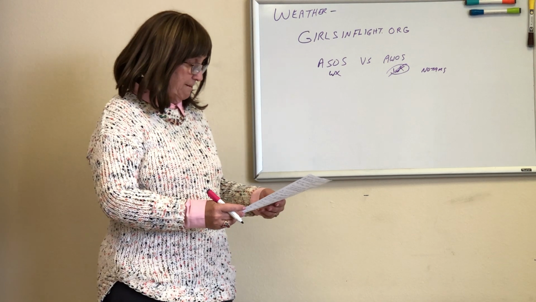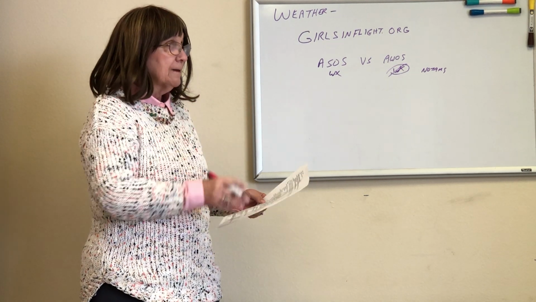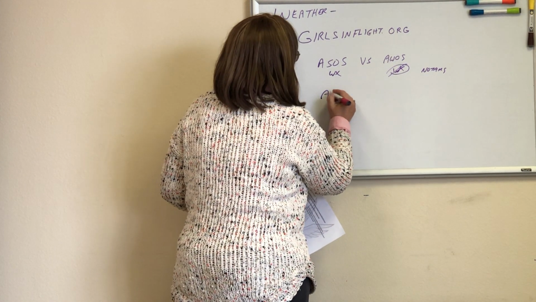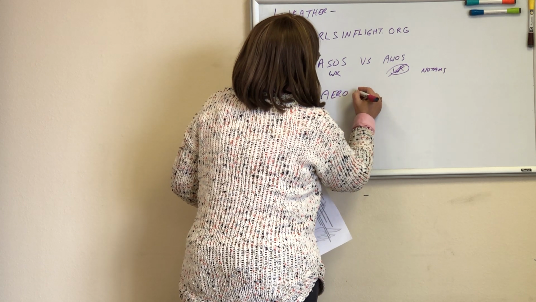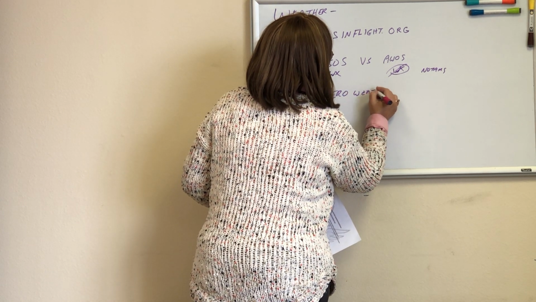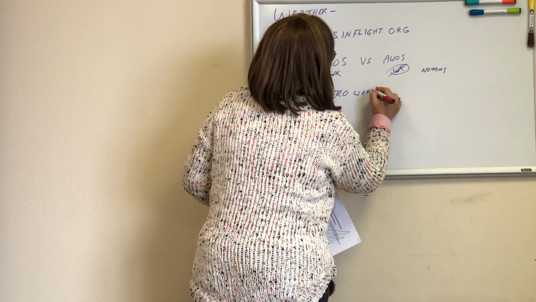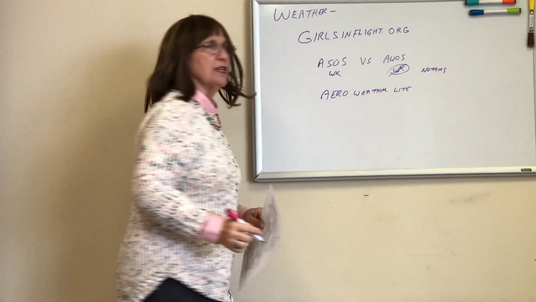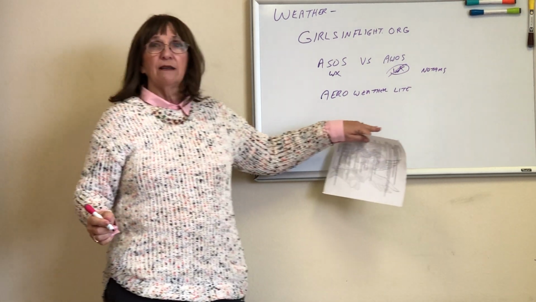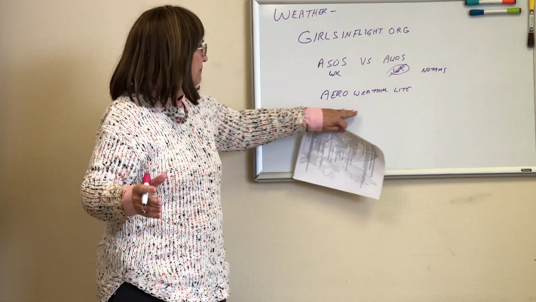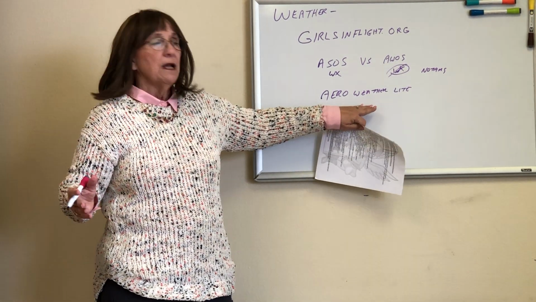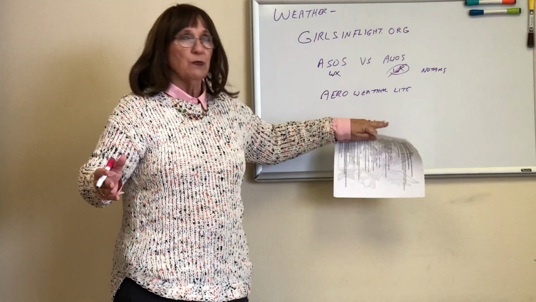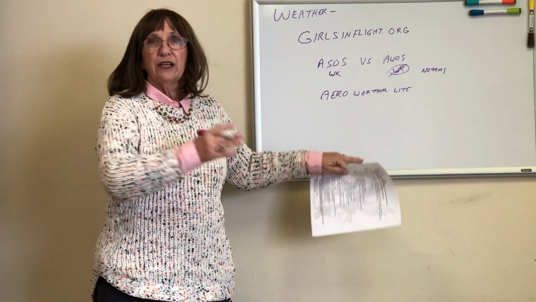One other question I have, Mary, you mentioned Aero Weather Light. This is an app on my phone, Aero Weather Light, A-E-R-O Weather Light. This is a free version. You pay a little bit and you can get a paid version. But it's a really quick, down and dirty way to get weather.